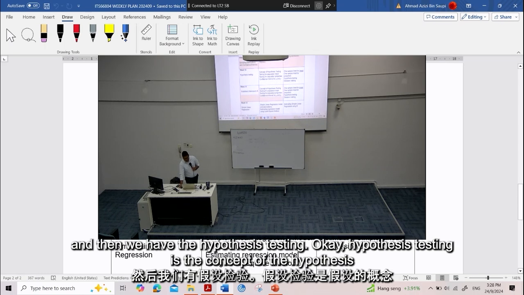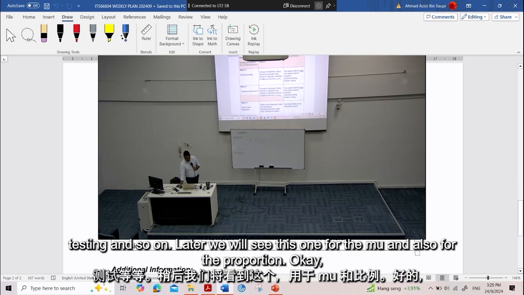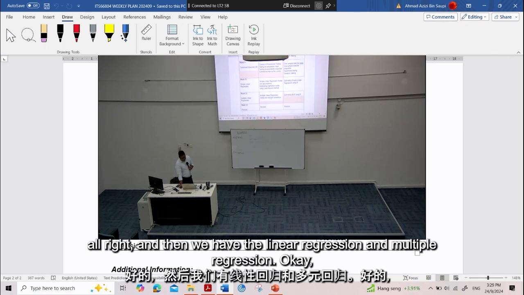And then we have the hypothesis testing. Hypothesis testing is the concept of the hypothesis testing and so on. Later, we will see this one for the mu and also for the proportion. All right, and then we have the linear regression and multiple regression.